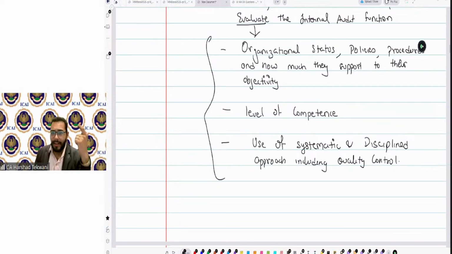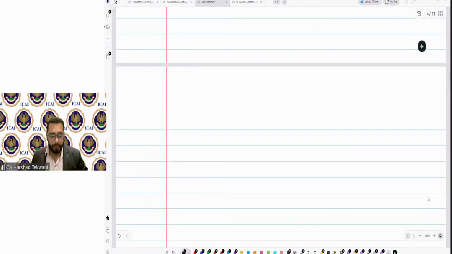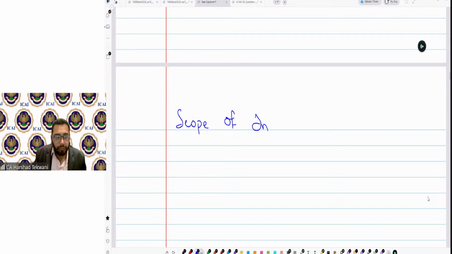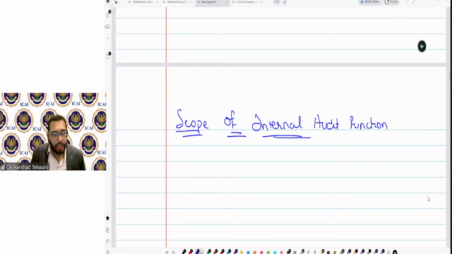So we discussed integrity, objectivity and independence, and how and when the external auditor can rely upon the work performed by the internal auditor. We discussed some portions of SA 610. Now, the important point that I want to discuss is the scope of internal audit function. What is the basic scope? Let's understand that in detail.